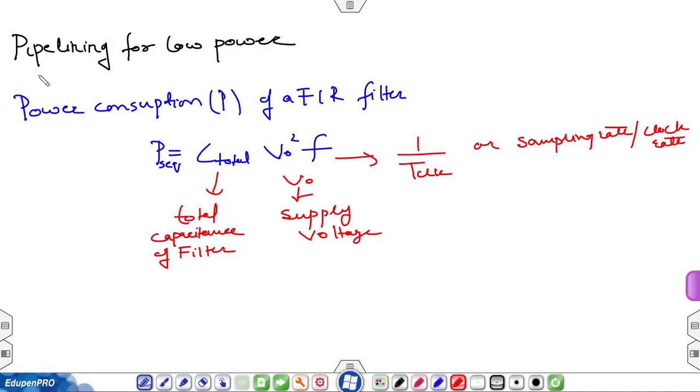So the concept of pipelining can be used to lower the power consumption of any DSP system, and here we will discuss the reduction of power consumption of any FIR filter using the concept of pipelining. For any FIR filter, let's say it is a sequential circuit, the power consumption P is given by the equation C total into V naught square into F, where C total is the total capacitance of the filter, V naught is the supply voltage, and F is the sampling rate or clock rate.